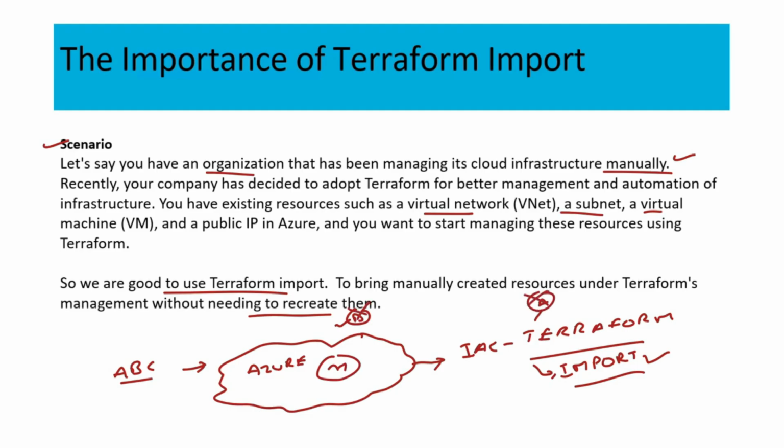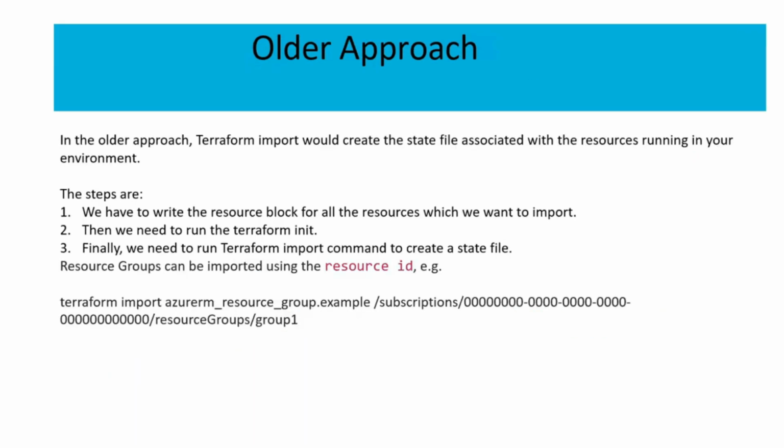Directly, we can create the state file of all these resources using the Terraform import command. So, the older approach: in the older approach, Terraform import would create the state file associated with the resources running in your environment. The steps: we have to write the resource block. I would say I want to import one resource group. For this resource group, I have to write a resource block inside my .tf file. This is one of the requirements. Then we need to run terraform init. Finally, we need to run the terraform import command to create a state file.